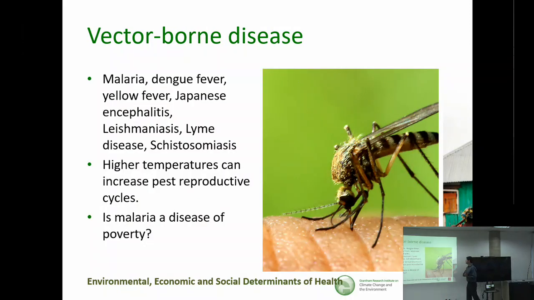There are connections with vector-borne disease. We've talked about this earlier today. I'm just listing a bunch here. We know that higher temperatures increase many species of insects' reproductive rates, and so there's plenty of reason to believe that in many areas the incidence of vector-borne disease will increase with climate change.